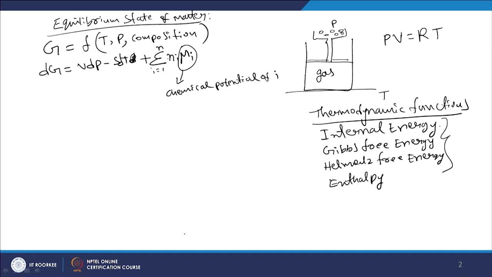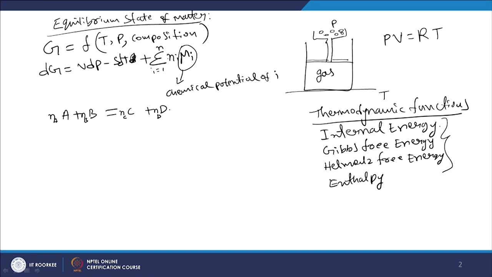Now, when it comes to this chemical potential, what we will be considering in more detail is reactions. So, let us say that we have a reaction A plus B going to C plus D. If you have an equilibrium for such a reaction, and let us say that the numbers of moles of A and B are given, and here N_C and N_D.